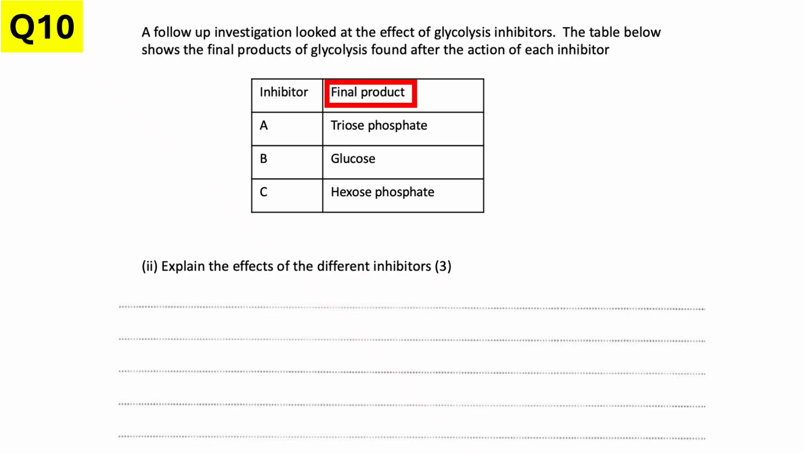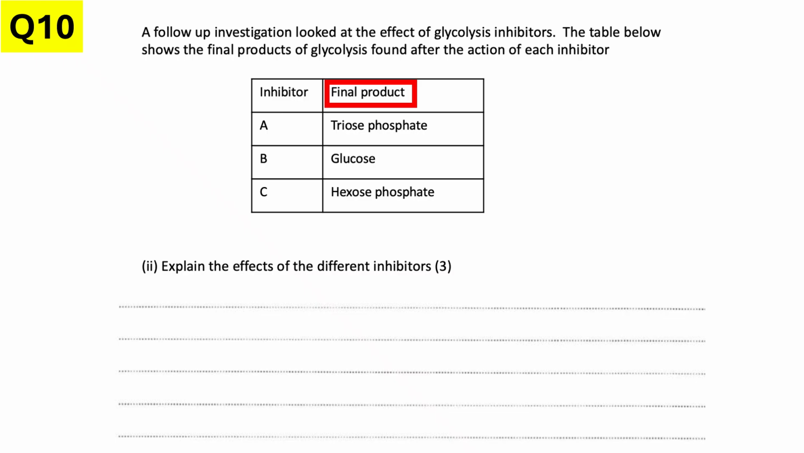So for example, at the top with inhibitor A, that must inhibit the reaction after triose phosphate has been formed, because triose phosphate cannot now go on to be oxidized. So this inhibitor A maybe inhibits triose phosphate dehydrogenase, because the final product that accumulates is the triose phosphate.